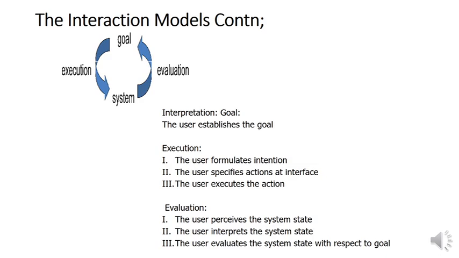The interpretation of goals: the user establishes the goals. Execution: the user formulates the intention, the user specifies action at the interface, then the user executes the action. We are breaking the seven down. The goal takes one of the stages from Norman's model, while the execution takes three. Then evaluation also takes three. At the evaluation stage, the user perceives the system state, the user interprets the system state, then the user evaluates the system state with respect to what? The goal.